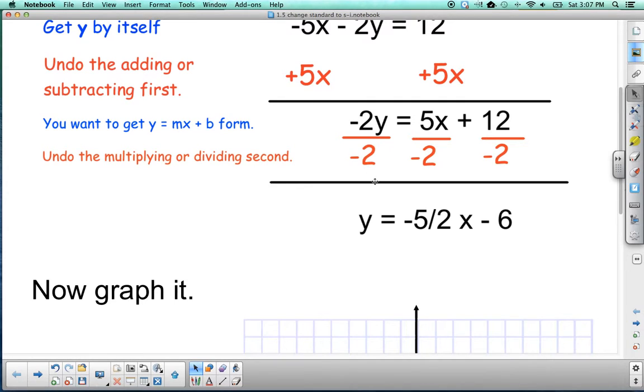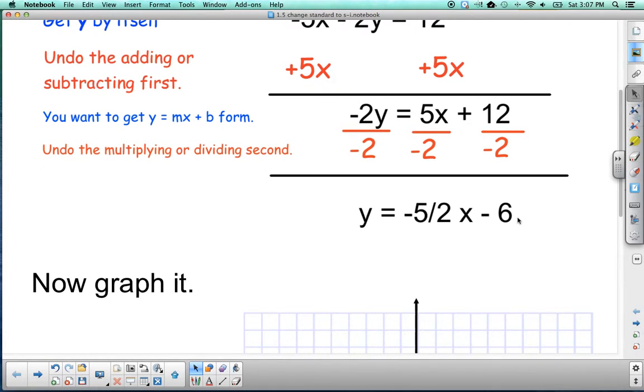The negative 2's cancel out. We get y. Bring down your equals. Negative 5 halves is the fraction result here. That's our slope, and we want it in a fraction. We do not want a decimal here. The 12 divided by negative 2 gives us negative 6. That's the y-intercept. Now that we've got that equation, y equals negative 5 halves x minus 6, we can go ahead and graph it.